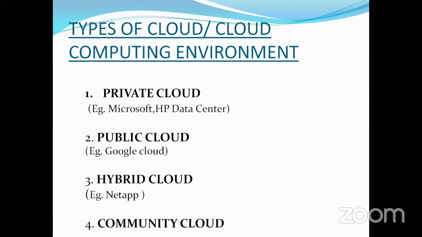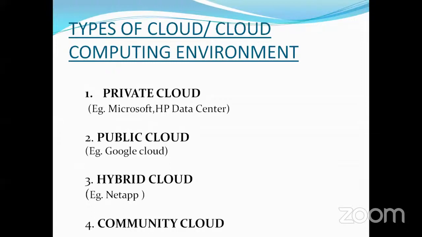And types of cloud or cloud computing environment. So the first one is private cloud. This type of cloud computing environment is within the boundaries of an organization and it is exclusively used for the organization's benefit. It is also called an internal or operative cloud. The advantage of private cloud is that it provides a high level of security and privacy as it's controlled by the organization. And the disadvantage is that it requires huge capital investment and has weak SLA, that is service level agreement.